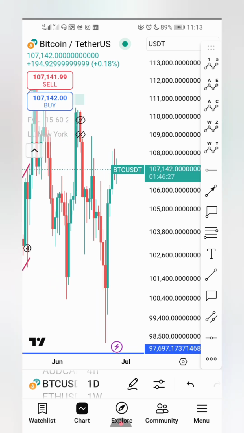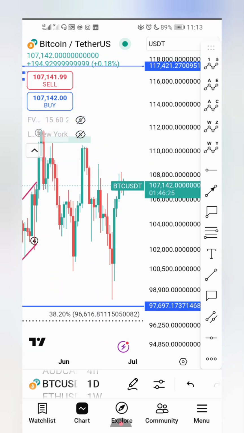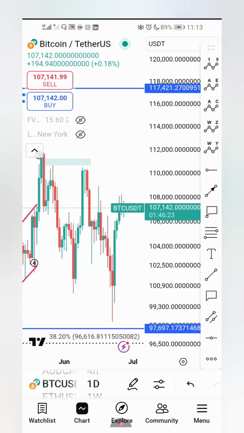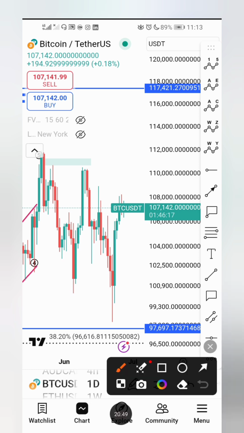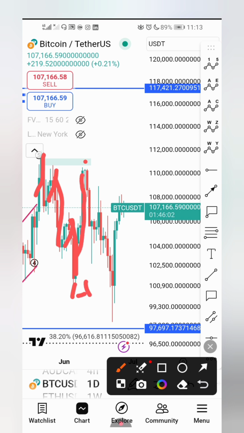Okay, this is Bitcoin, and looking at Bitcoin, you can see there is a five-wave down. Sorry, let me show you. 1, 2, 3, 4, and 5. That is wave A, and here's wave B, and this is a three-wave down, A, B, C, wave C.